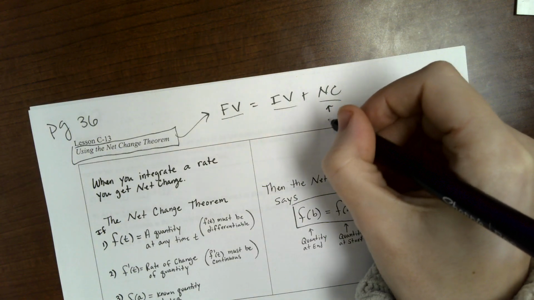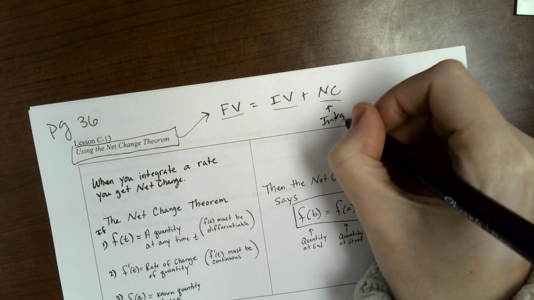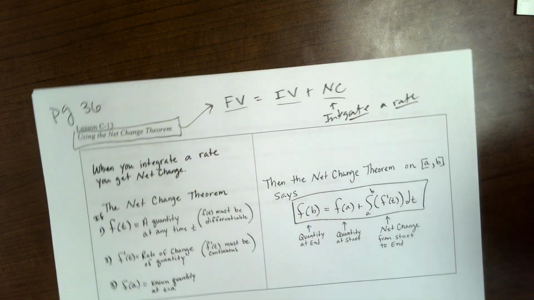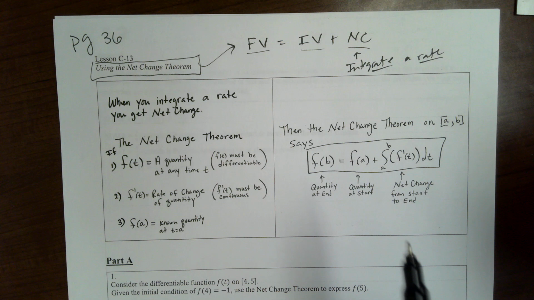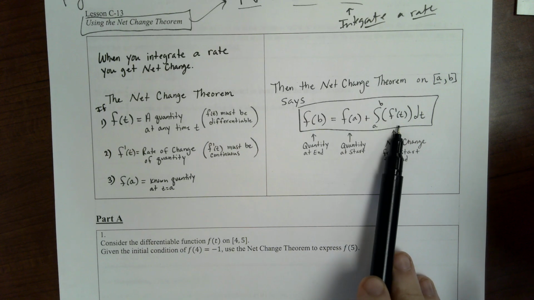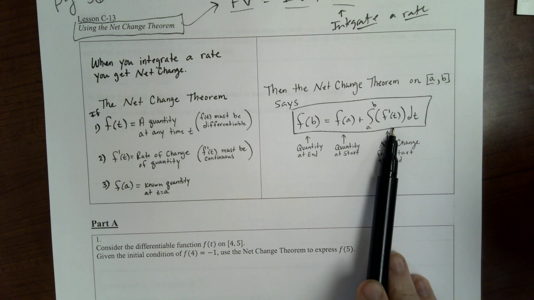So to get a net change, you need to integrate a rate. Alrighty. So basically, here it is right here. A rate is the derivative in this context.